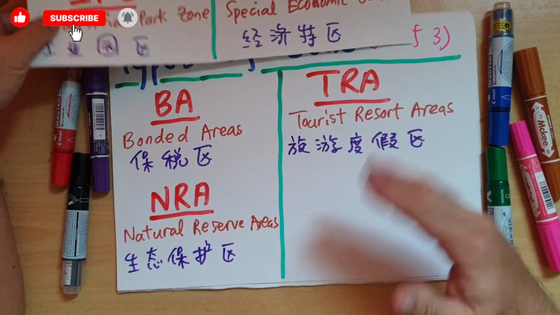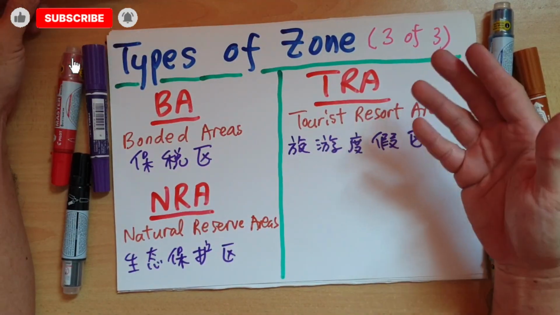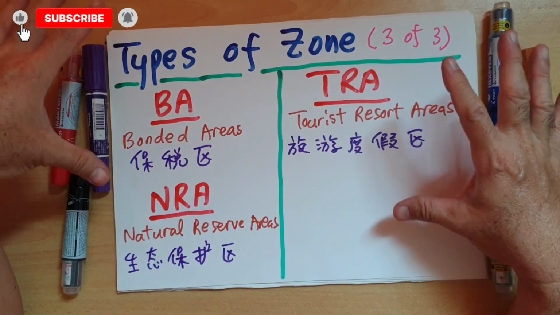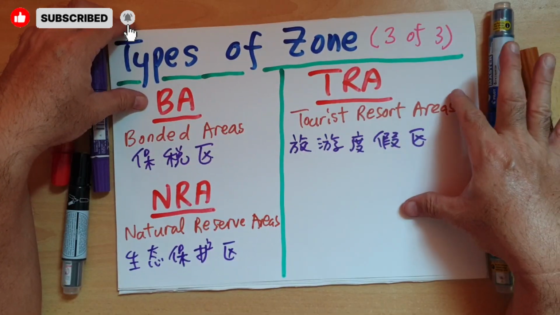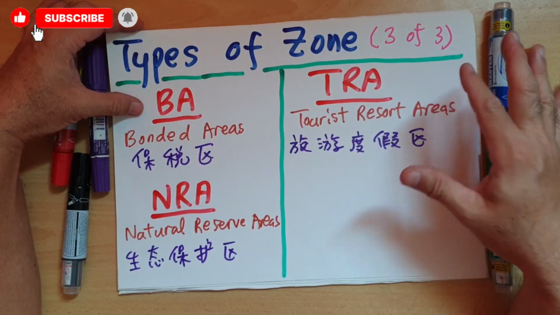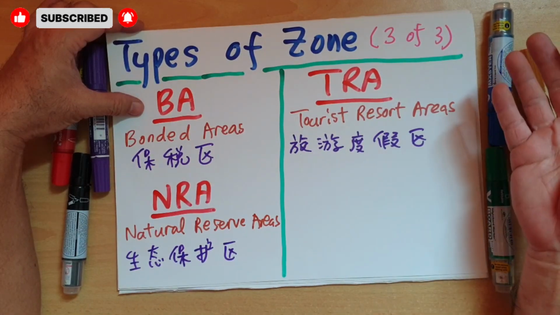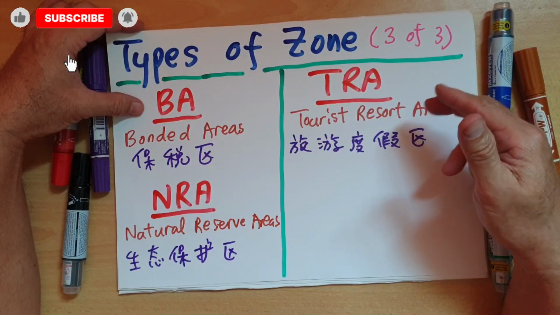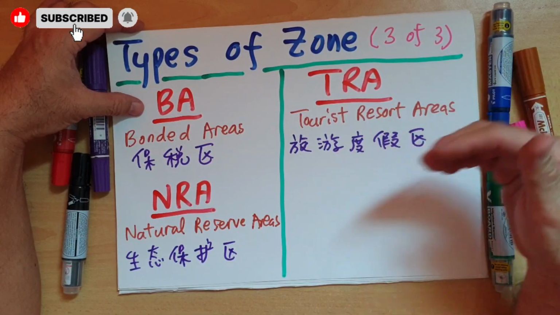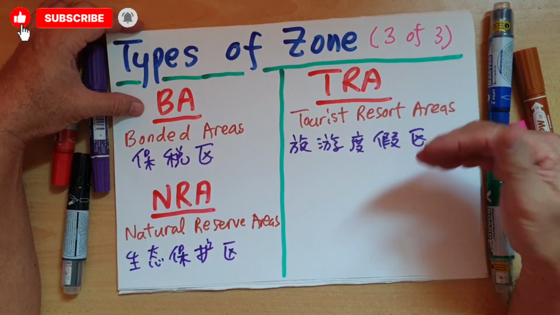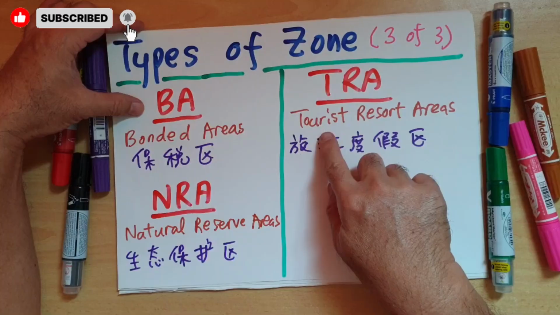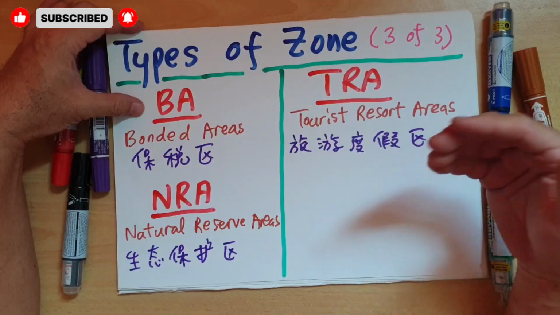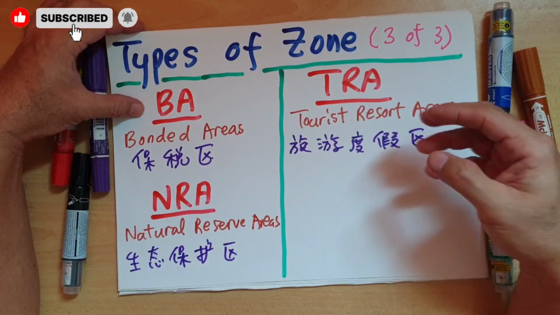Now, in addition to the 8 business zones that I mentioned, there are also other types of zones which are not so popular, but they do exist in China. One is called BA, bonded areas. The other one is called tourist resort areas. So for example, if you go to Hainan Sanya, a certain part of Sanya city in Hainan province is zoned as a tourist resort area. So these are also special development zones that the local government developed to promote tourism.